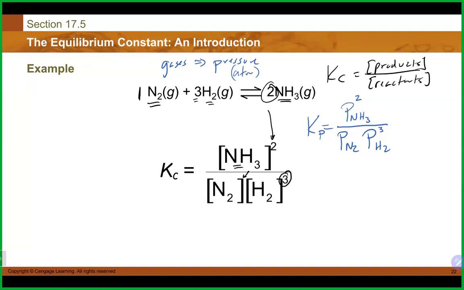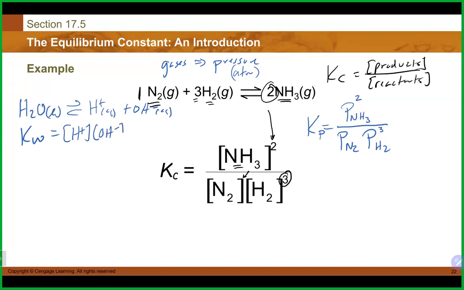You may not realize it, but we've already seen an equilibrium reaction and constant. That was when we looked at water in the last chapter, where we had our H plus and our OH minus. That Kw is the equilibrium constant for water, that 1 times 10 to the minus 14 number. So this is also an equilibrium expression, and it equals 1 times 10 to the minus 14. And that is our products over our reactants.